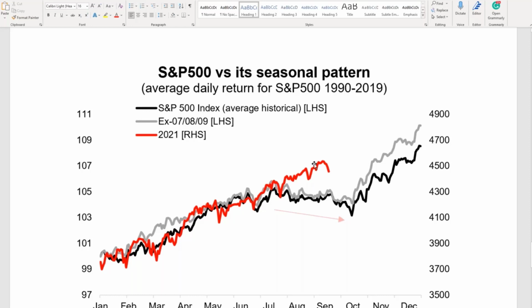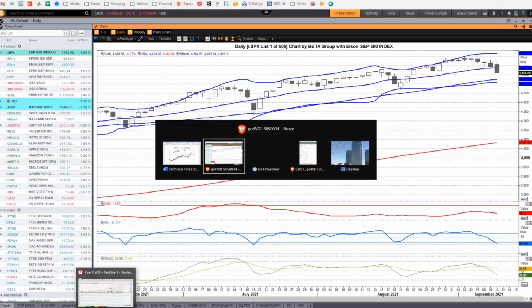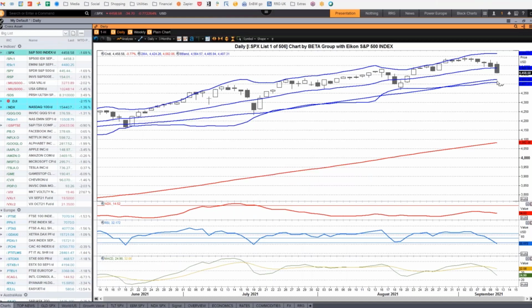So you've got a very strange, very strong seasonal pattern in the US stock market, which is playing out so far. Anyway, if you consider this weakness to be the start of a potential top in the market here, we'll see if it follows through.